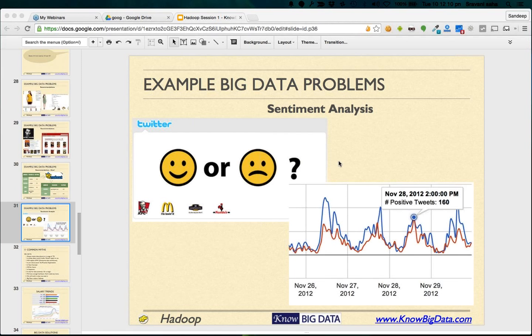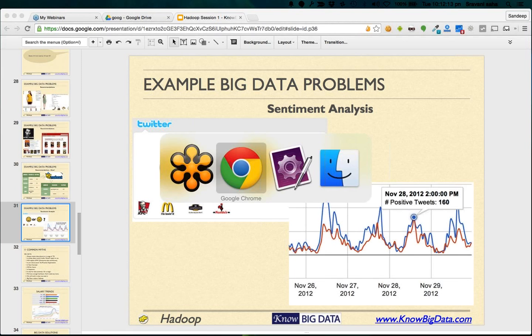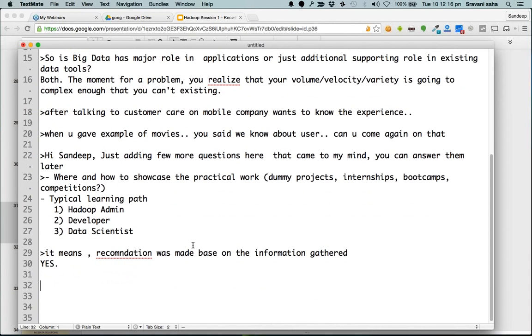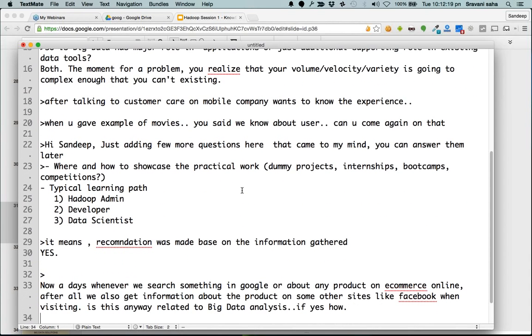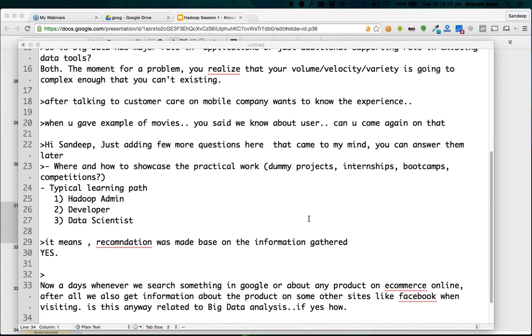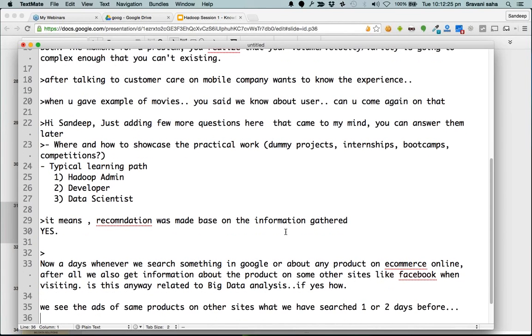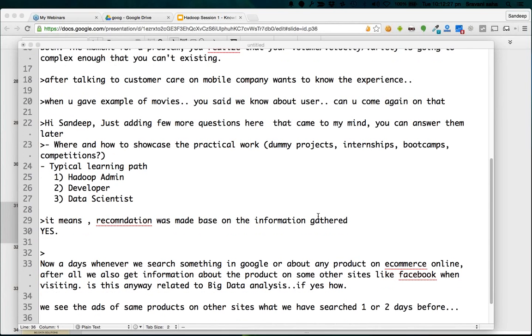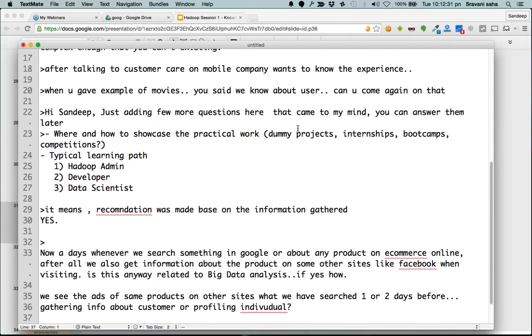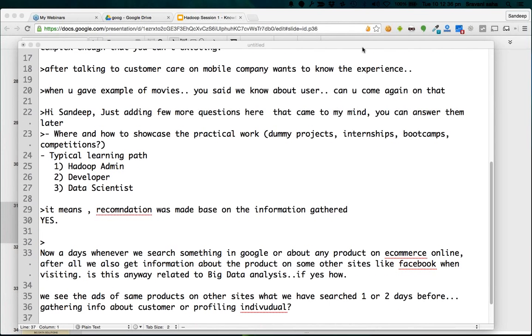There are great questions. There's a question from Raj. Let me copy paste it here so that everybody can read it. The question is, nowadays, whenever we search for something in Google or about any product on e-commerce online, afterwards we also get information about that product on some other website like Facebook. Is there any way this is related to big data analysis?